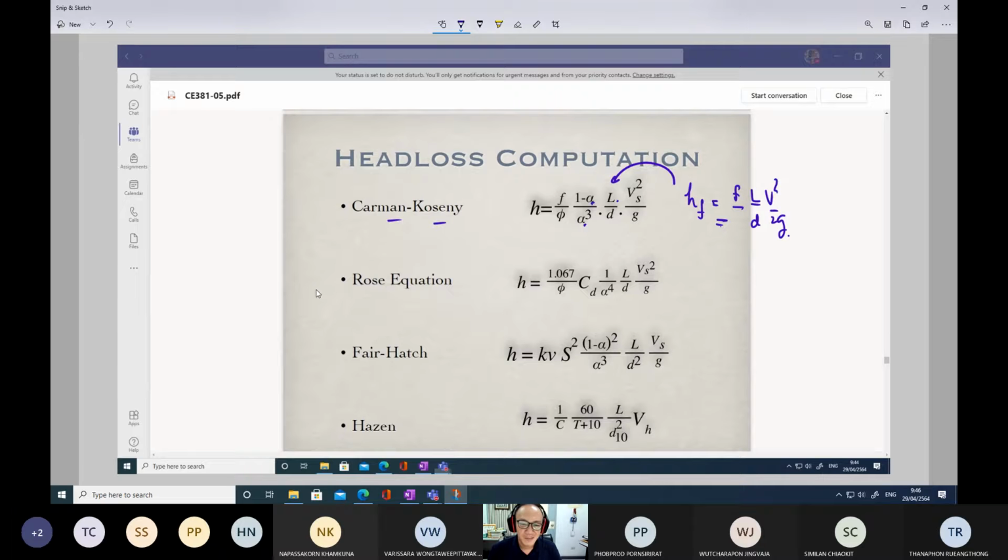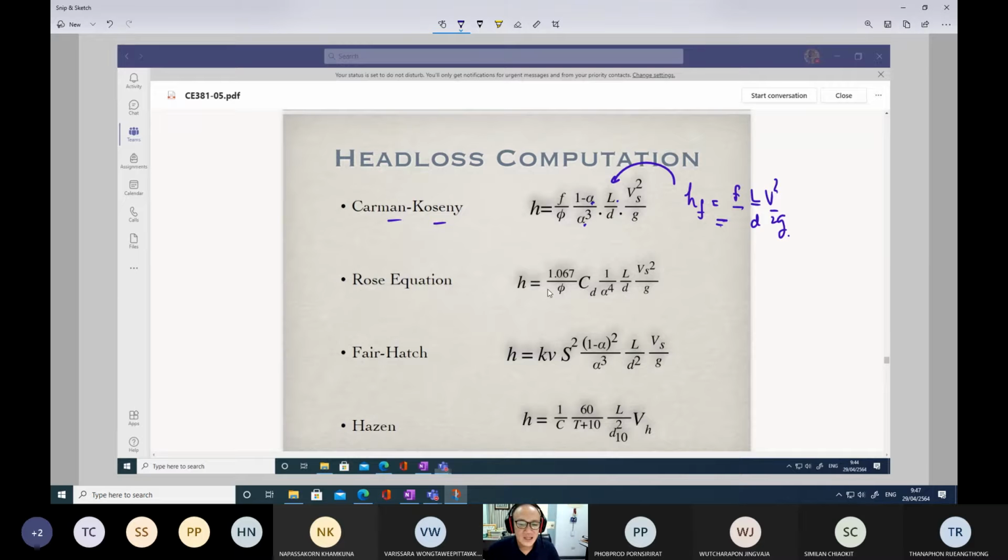Other equations also can be used. Sometimes the engineers conduct experiments and find better coefficients or better relationships developed during the experiment. So they have put those factors into the equations and then it becomes another, a new one. We have several head loss computation equations.